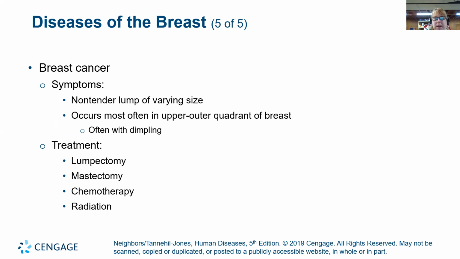So for breast cancer, usually you'll find a non-tender lump. Usually the lump itself doesn't hurt, okay? So it occurs most often in the upper outer quadrant of the breast. So I always say the quadrant of the breast that's closer to your armpit and closest to your face. Okay. Dimpling can occur because, excuse me, I'm going to sneeze.